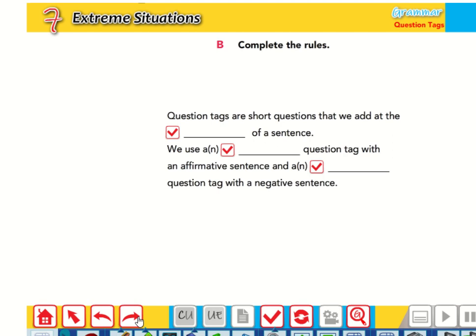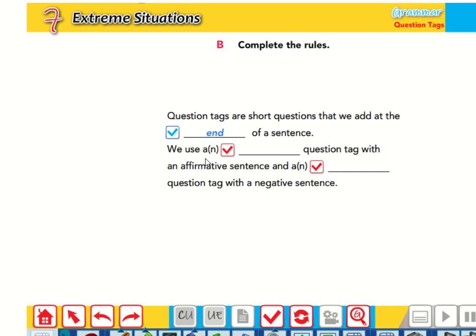Can we put a question tag at the beginning of the sentence? Absolutely not. Can we put question tags in the middle of the sentence? Nope. Can we add question tags at the end of the sentence? Yes, it's right. So we put it at the end of the sentence. Make sure, my student, that you put the correct answer in your book.